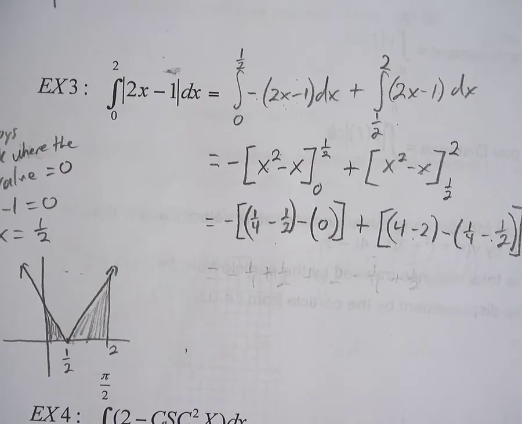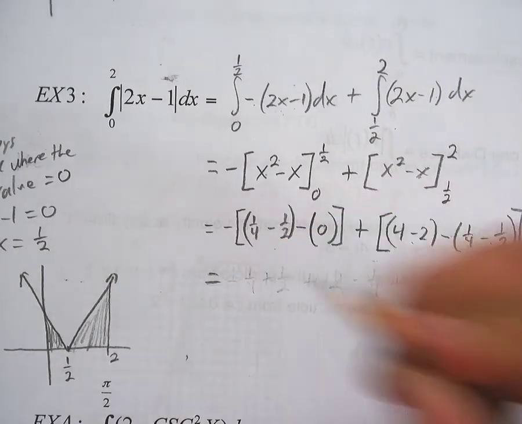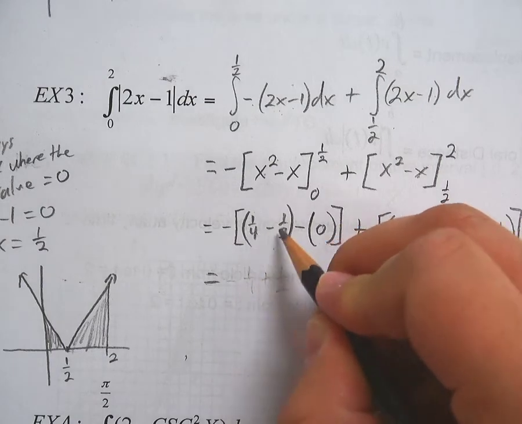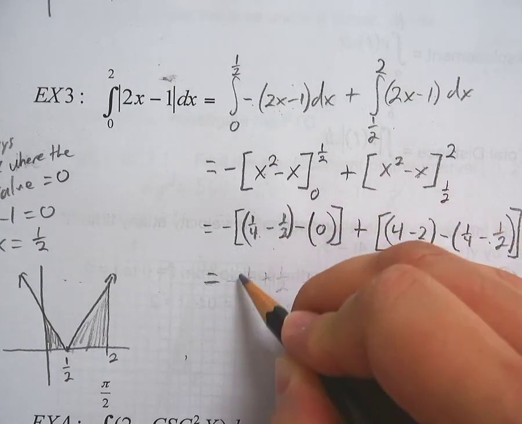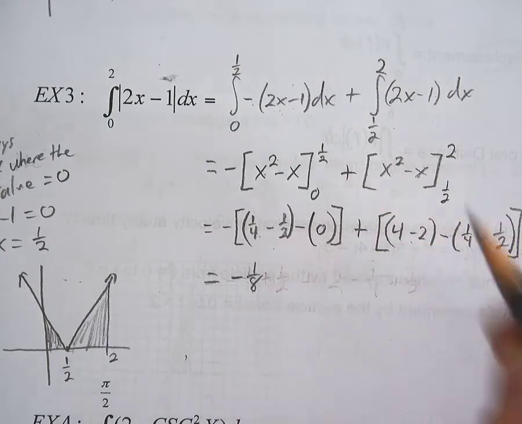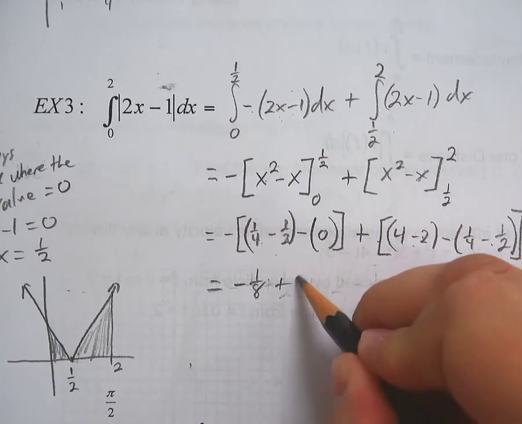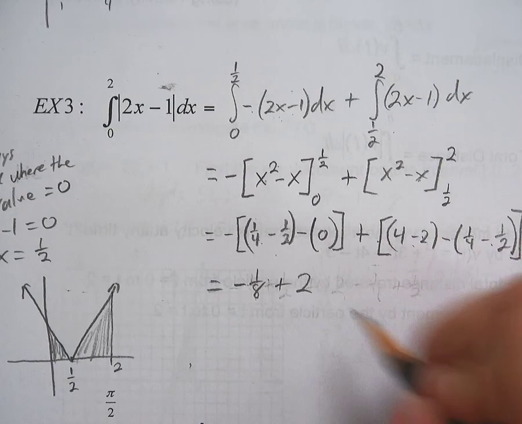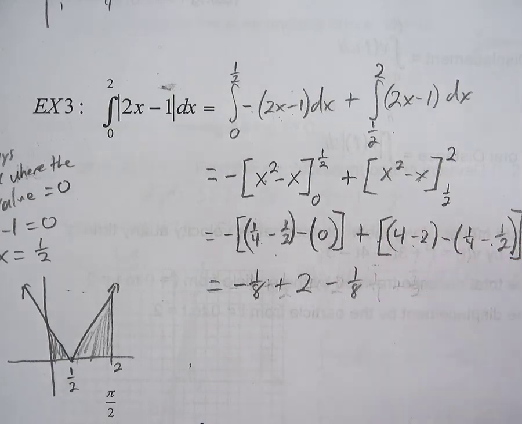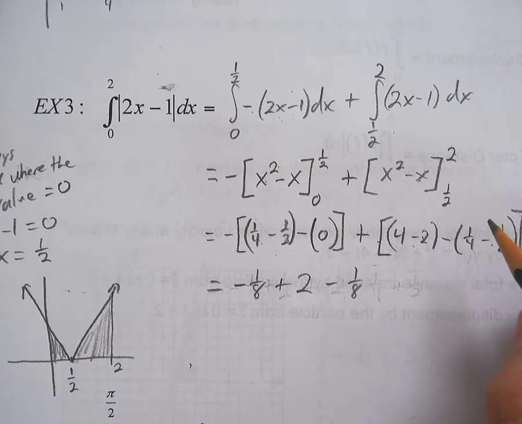For the sake of time, I'm going to grab a calculator here. I don't want to do eighths. Oh, eighths are annoying. This will be 2/8 minus 1/8, so it's a negative 1/8. And then plus 2 minus 1/8. That seems right.